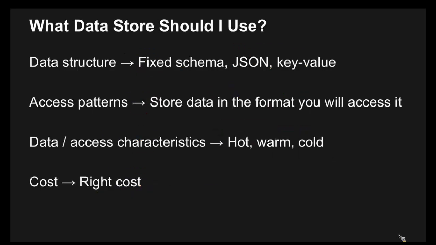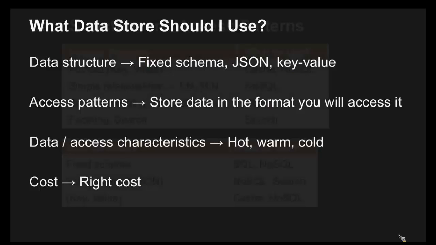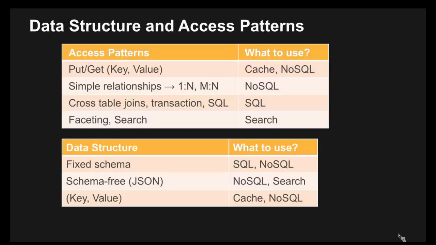What storage should I use? It depends upon the data structure, access patterns, and data characteristics such as hot, cold, or warm, and the right cost. We'll go through some examples there. In terms of data access patterns, if you have a put or a get access pattern, using caches or NoSQL is the right answer. If you have a simple relationship such as one-to-many or many-to-many, NoSQL works fairly well. On the other hand, if you have cross-table joins, transactions, and rich SQL, obviously SQL or relational databases are the ideal place for this.